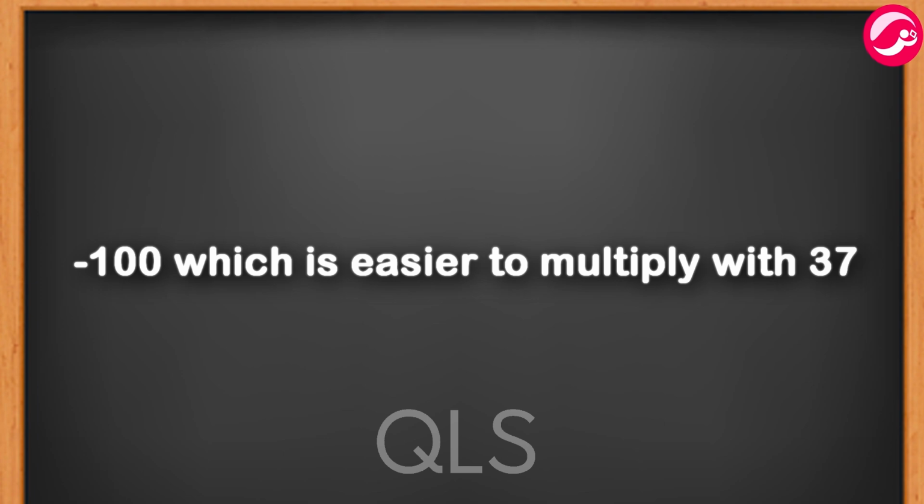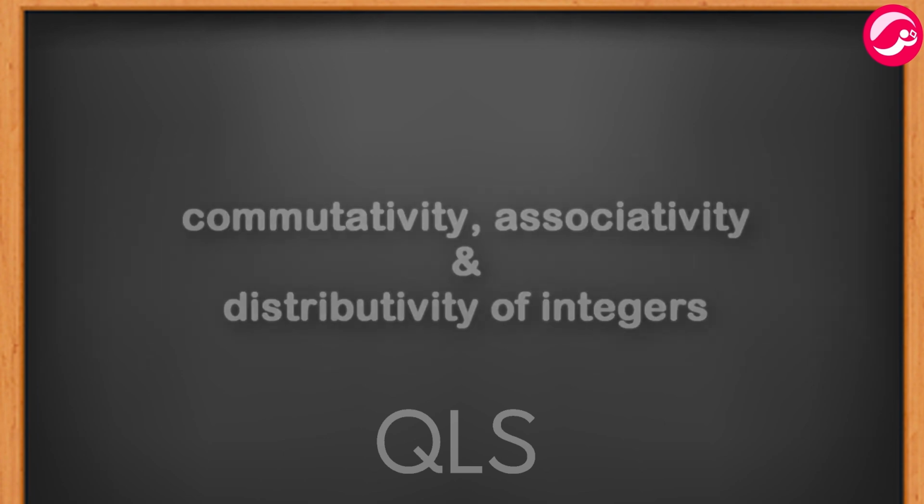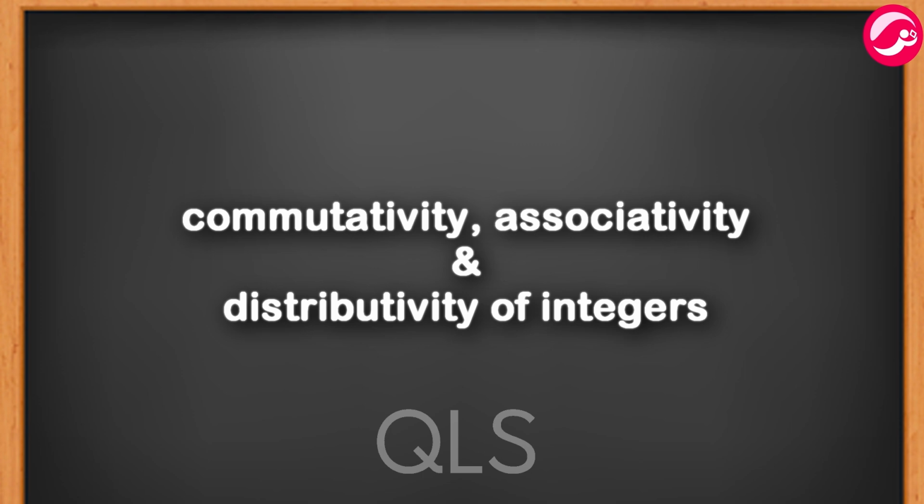Obviously, the second way is easier because multiplication of minus 25 and 4 gives minus 100, which is easier to multiply with 37. So, we find that the commutativity, associativity and distributivity of integers help us to make the calculation simpler.